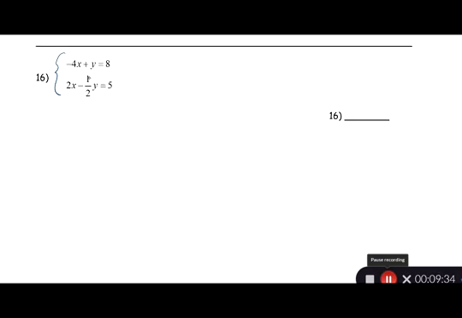For the last one, we have negative 4x plus y equals 8, and 2x minus 1/2 y equals 5. We still have the choice to use either elimination or substitution. This y has a coefficient of 1, so you could use substitution by solving for y and plugging it in. Or you can use elimination, and that's just a personal preference and what you think will be easier. I'm going to choose elimination because I have a fraction here and I want to get rid of that fraction. Looking at my second equation, 2x minus 1/2 y equals 5, what would I multiply by to clear this fraction?